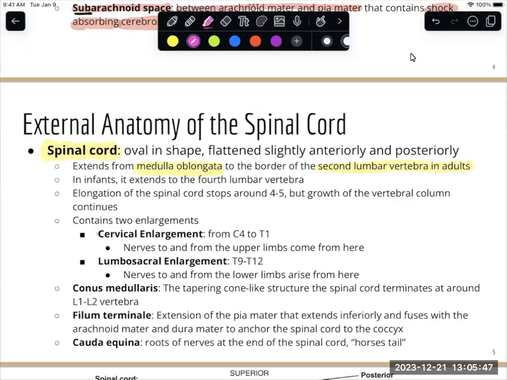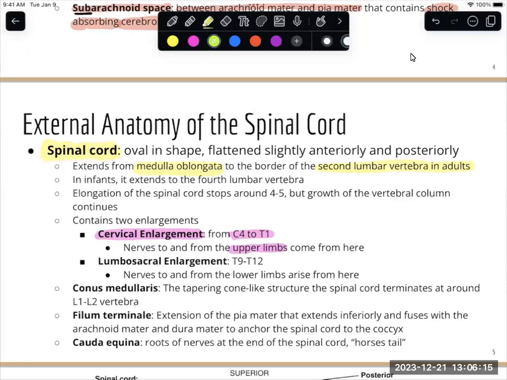So this cervical enlargement is from C4 to T1. These are where the nerves are coming out that go to your arms. The third cervical nerve down to the first thoracic nerve allow you to move your limb, your upper arm, well, your arm.